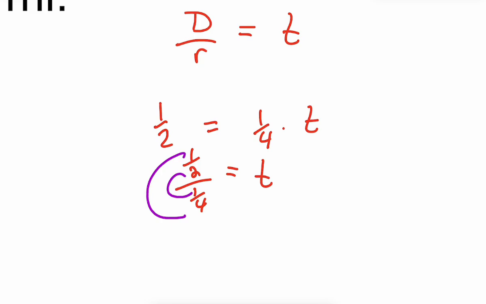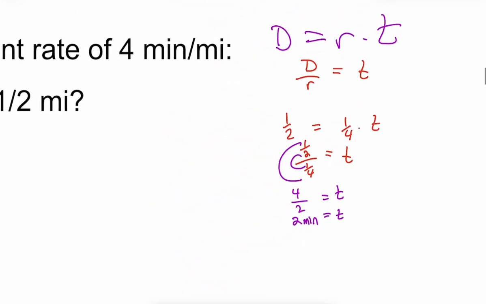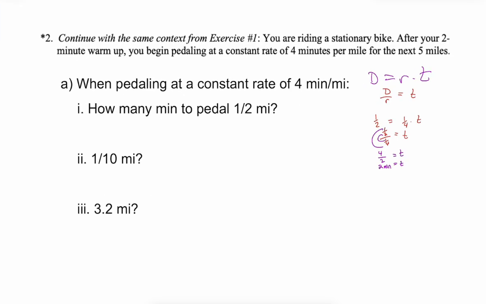So the big C connects 1 and 4. 1 times 4 is 4. The little c connects 2 and 1, so 2 times 1 is 2. And so we get an answer of 2. Now, in this context, that would take 2 minutes, okay? So that's a little trick that I will show you for fractions. Yes, you can rewrite it as a multiplication and then flip the other one, but that's just a nice way to do that. So for us to pedal a half a mile is going to take us 2 minutes.